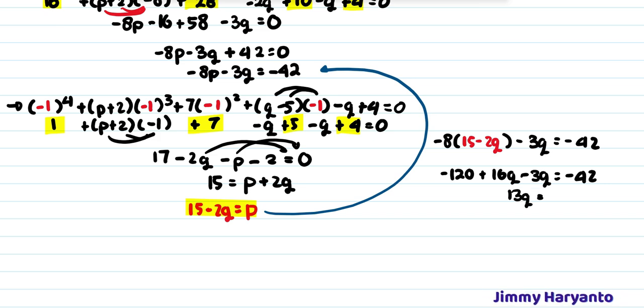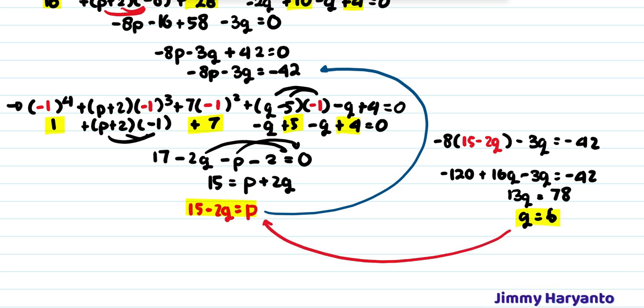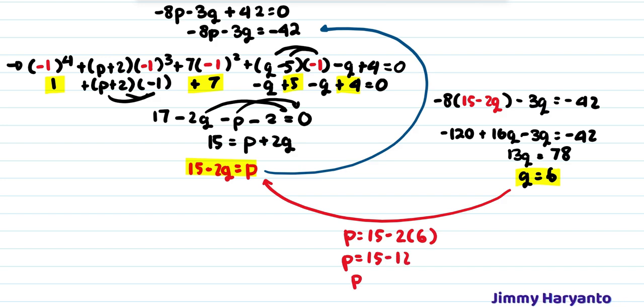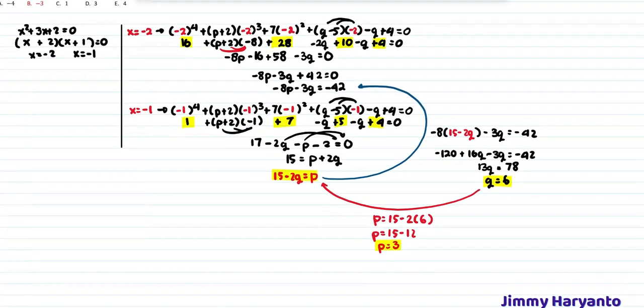13q equals 78. So q equals 6. There you go. This is the q, and then you only have to input it into these equations to find the p. p equals 15 minus 2 times q. q equals 6, so p equals 15 minus 12. p equals 3. Okay, that's it.